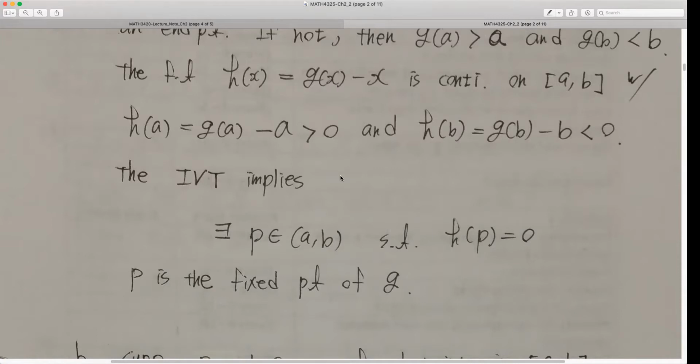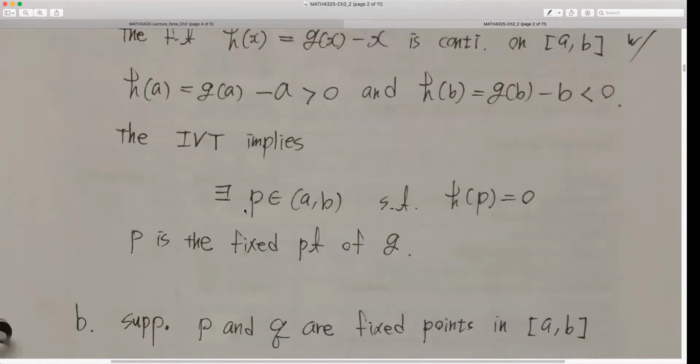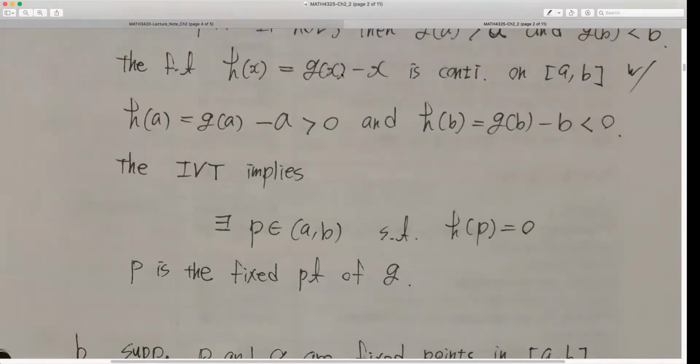There exists p such that h(p) equals 0. We use that intermediate value theorem to build up the bisection method in section 2.1, right? So now h(p) equals 0. h(p) equals 0 means that g(p) minus p equals 0. It means that g(p) is equal to p. So p must be a fixed point, right?